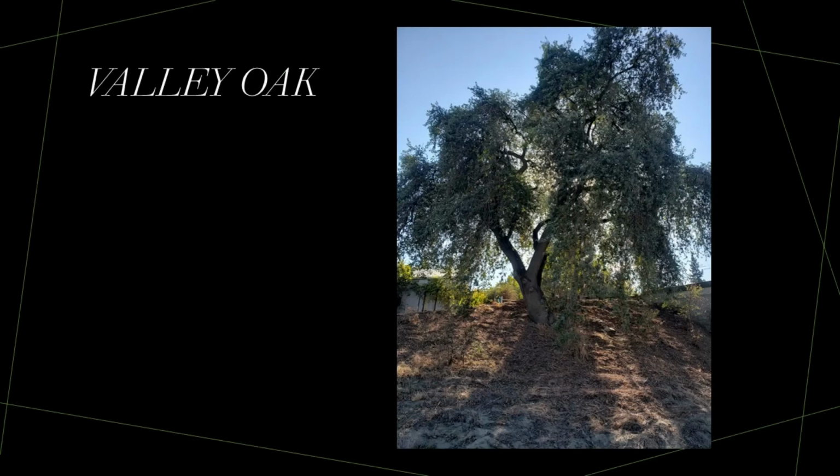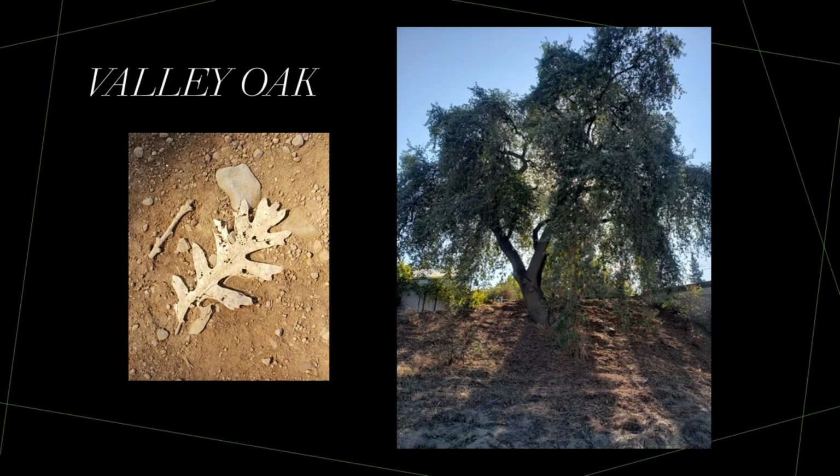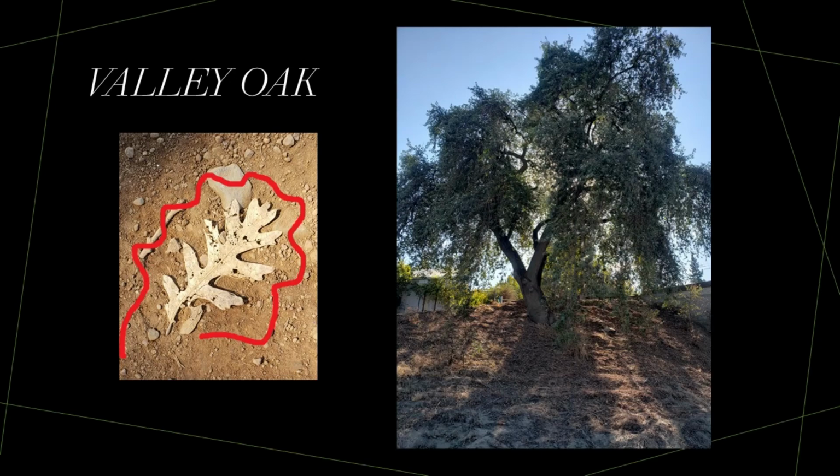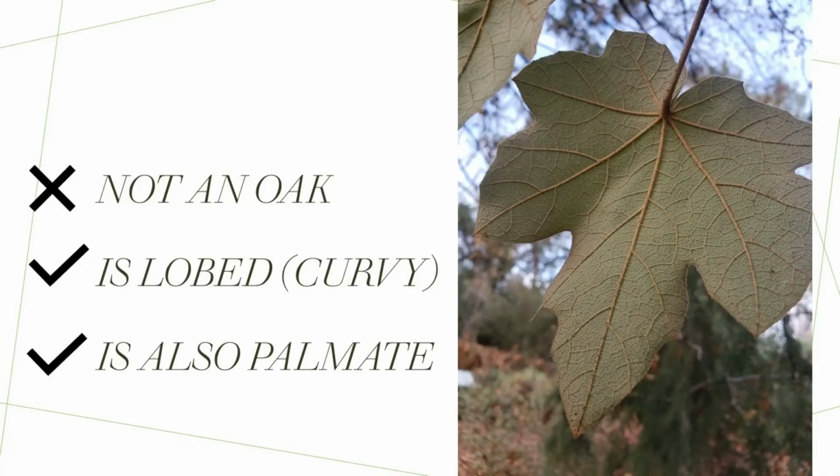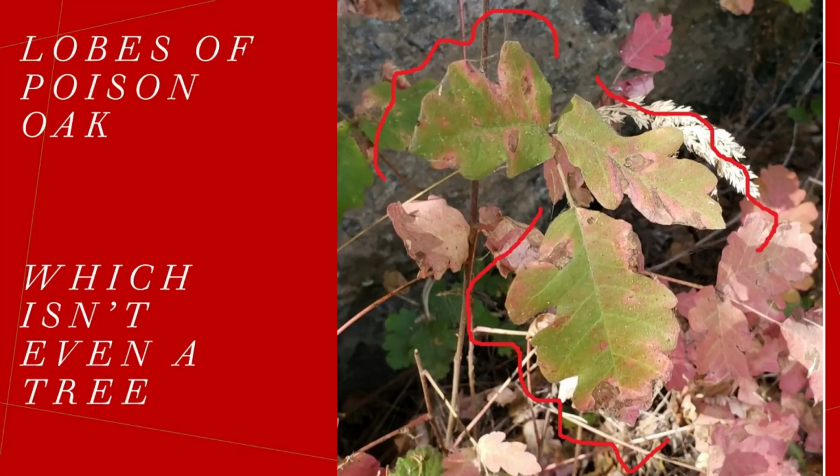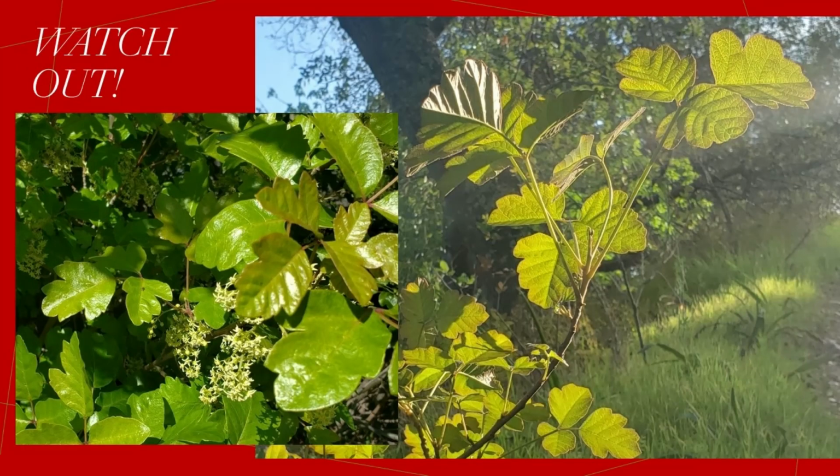One of the most common native and deciduous oaks in California is the valley oak. In addition to pinnate veins, the edges of its leaves have these curvy edges called lobes. Many plants have lobes, including poison oak, which is not an oak. It's not even a tree, but it has leaves that kind of look like an oak. You should watch out for poison oak when you go hiking, by the way.